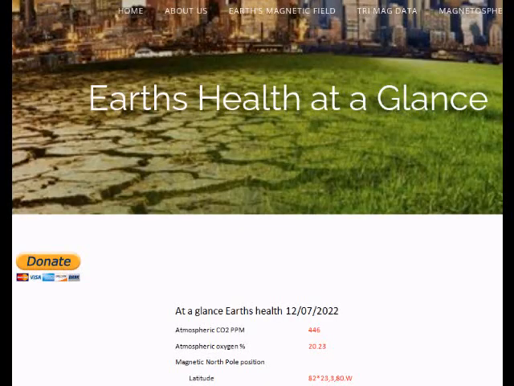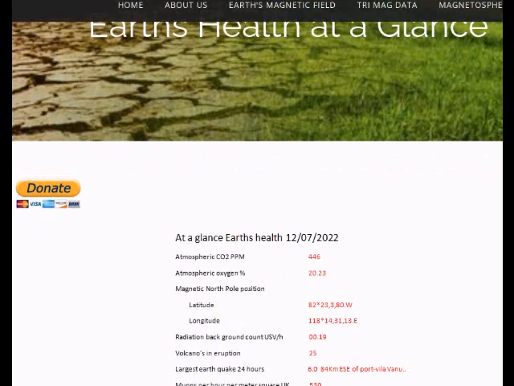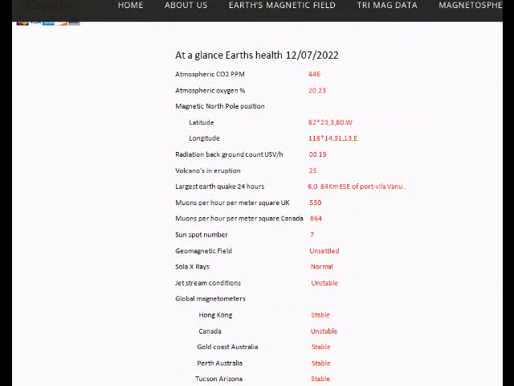So the other page that I updated yesterday on the website was Earth Health at a Glance. This just covers, as a lot of you know, a lot of the anomalies that are taking place, and obviously we take measurements of atmospheric CO2. As you can see there, it's at 446 parts per million. We've got our own oxygen sensors. We can calculate how much oxygen is in the atmosphere by using that state-of-the-art technology, a Luminox sensor that is in there that we built ourselves.